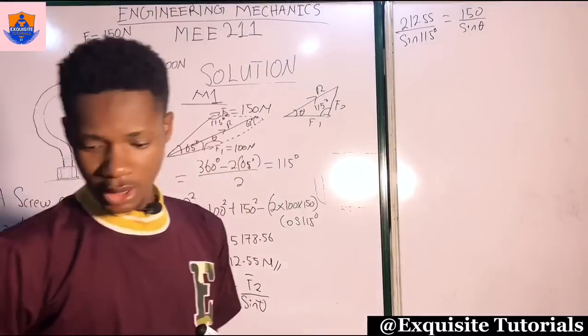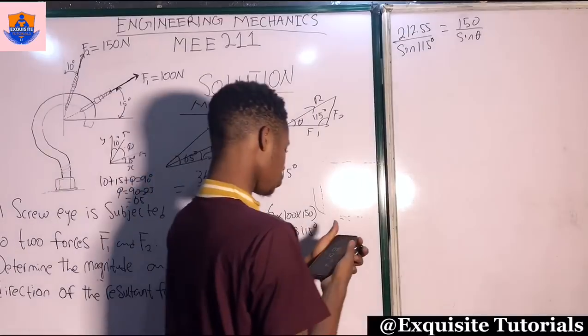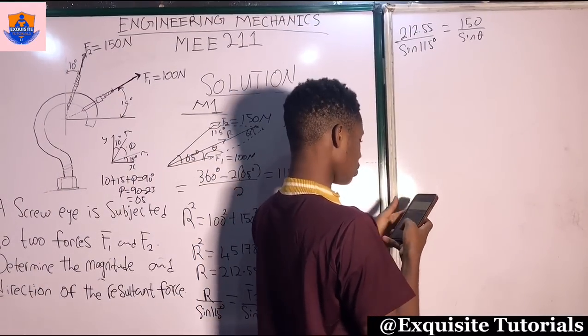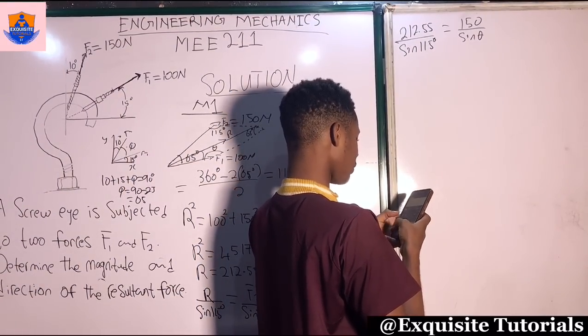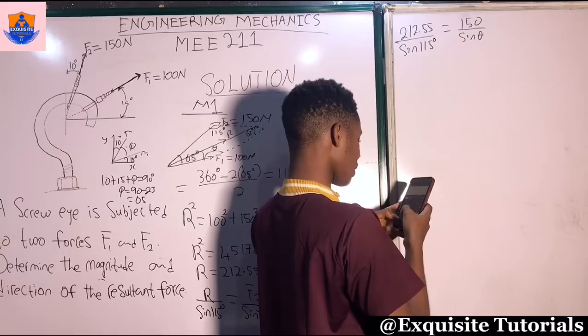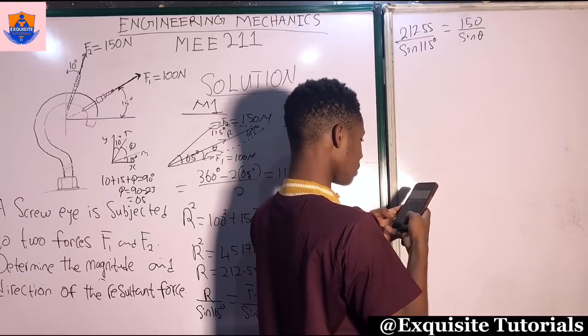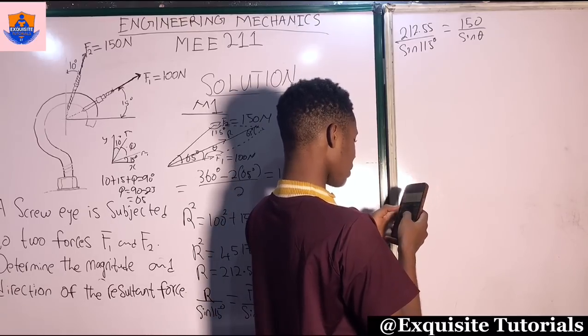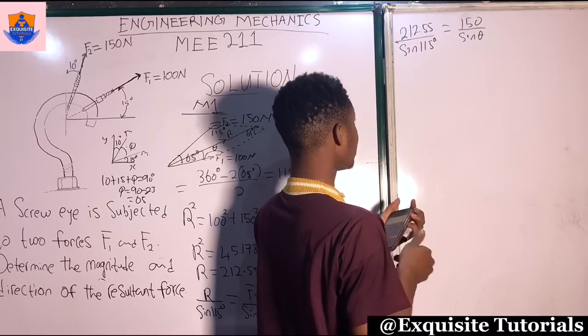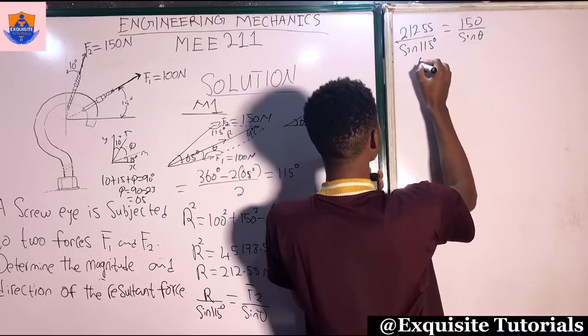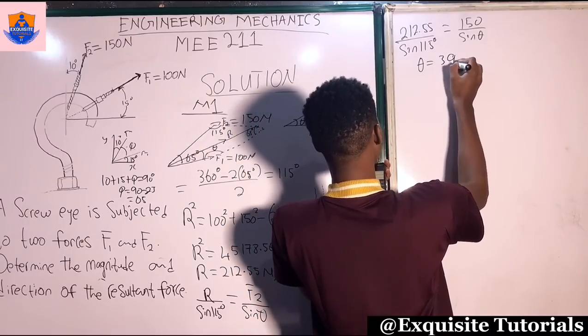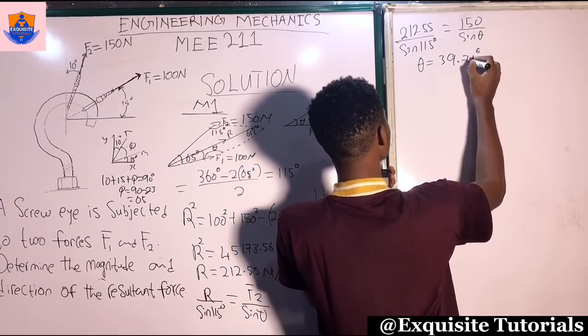To get sine of theta, we're going to apply some mathematical operations to what we have on the board. So that is 212.55 divided by sine 115. Okay, and that is 150 divided by the answer, and then we'll take sine inverse of the answer. That will give us an angle theta of 39.76 degrees to 2 decimal places.